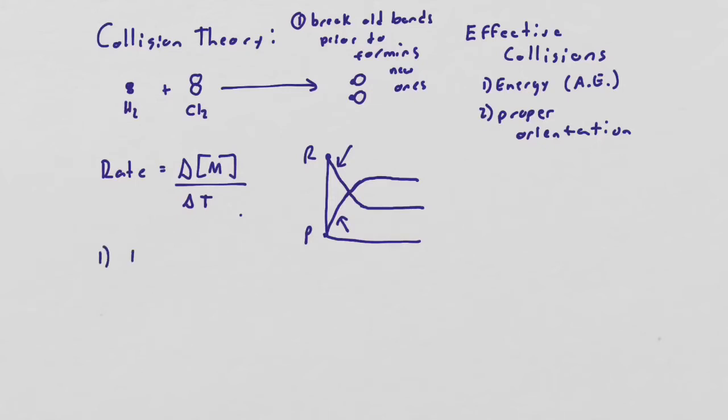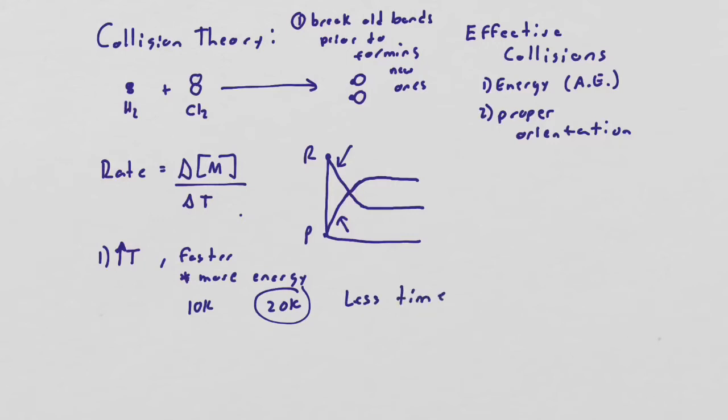Number one is temperature. And obviously if you increase the temperature, all right, you have both faster collisions and they have more energy. So if they give you a question on the Regents, if you have to pick 10 Kelvin versus 20 Kelvin, 20 Kelvin is going to be faster. Make sure that means less time. Faster people take less time to get places.